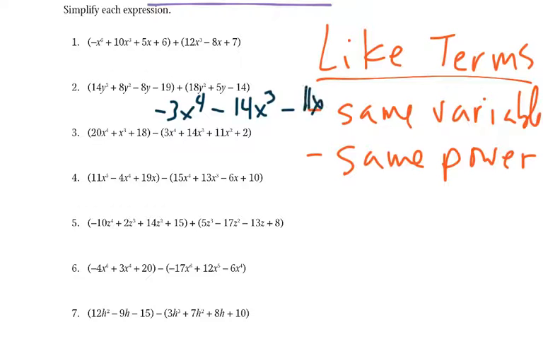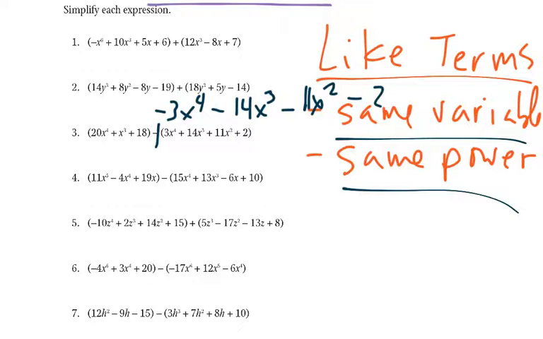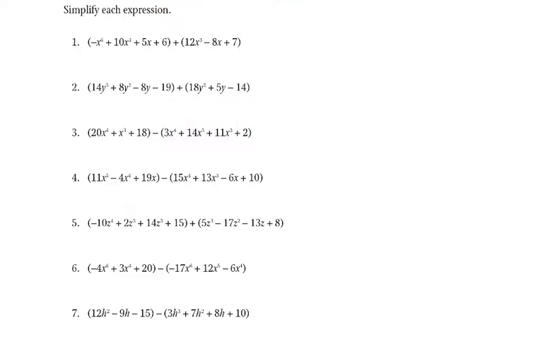and negatives become positives. So instead of 3x to the fourth plus 14x cubed plus 11x squared plus 2, it'd be more like plus negative 3x to the fourth minus 14x cubed minus 11x squared minus 2. Okay, and then we simply look for what has the same variable raised to the same power. So let's do these. And I would suggest trying to do these on your own first.